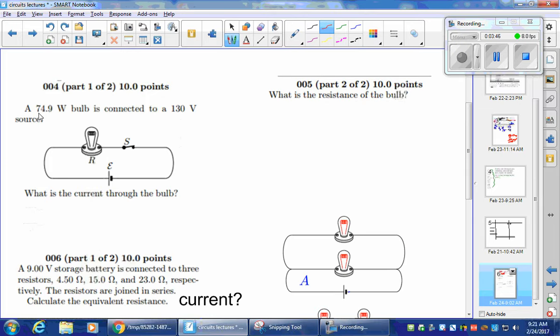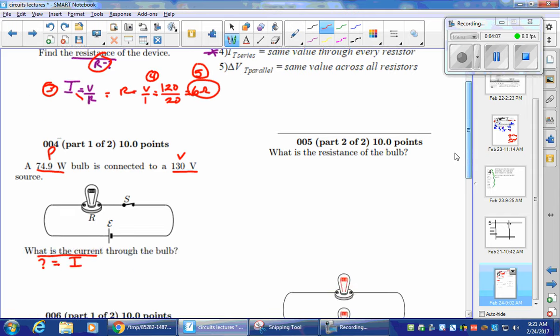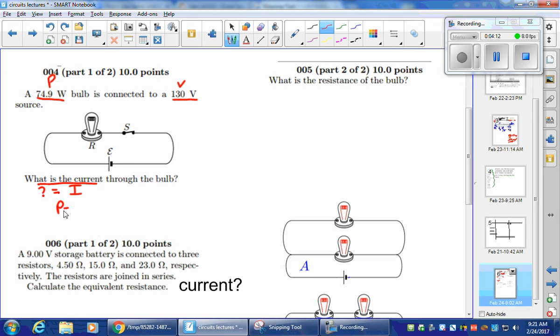Question 4. 74.9 watt. So what's a watt? Watt is power. It's connected to a 130 volt source, so that's voltage. What is the current? So the question is what is I, and current is I. What equation has P, I, and V? That's the PIV power equation, right? Electrical power. So here we go. Write out the equation, PIV, so I know that you understand which one you're doing.